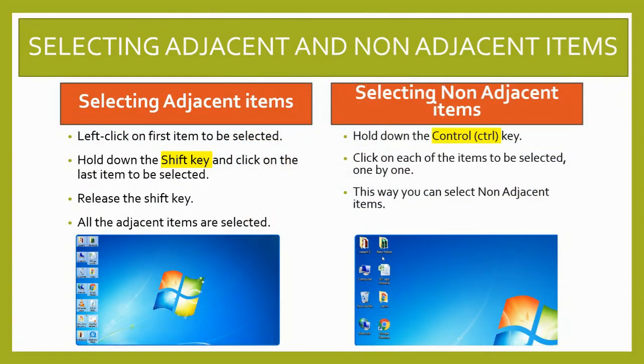The next topic is selecting adjacent and non-adjacent items. Selecting adjacent items. Left click on the first item to be selected. Hold down the Shift key and click on the last item to be selected. Release the Shift key and all the adjacent items are selected. Now selecting non-adjacent items. Hold down the Control key. Click on each of the items to be selected one by one. This way you can select non-adjacent items.